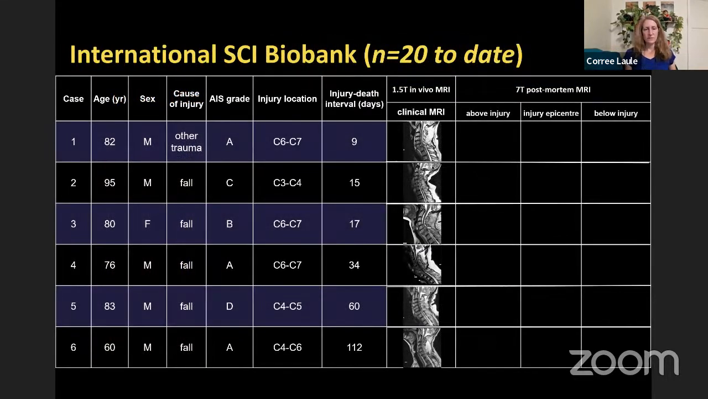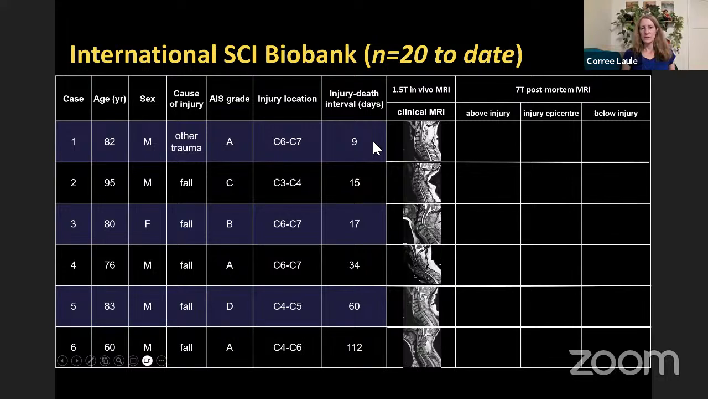This is some representative pictures and demographic information from the cords in the biobank. So there are 20 to date. This is just showing 6 of them. As you can see, age is an older demographic, as I mentioned. Primarily has been males, primarily has been falls. And I think all but one of the cords in our bank are cervical injuries. So this is the upper portion of the cord.